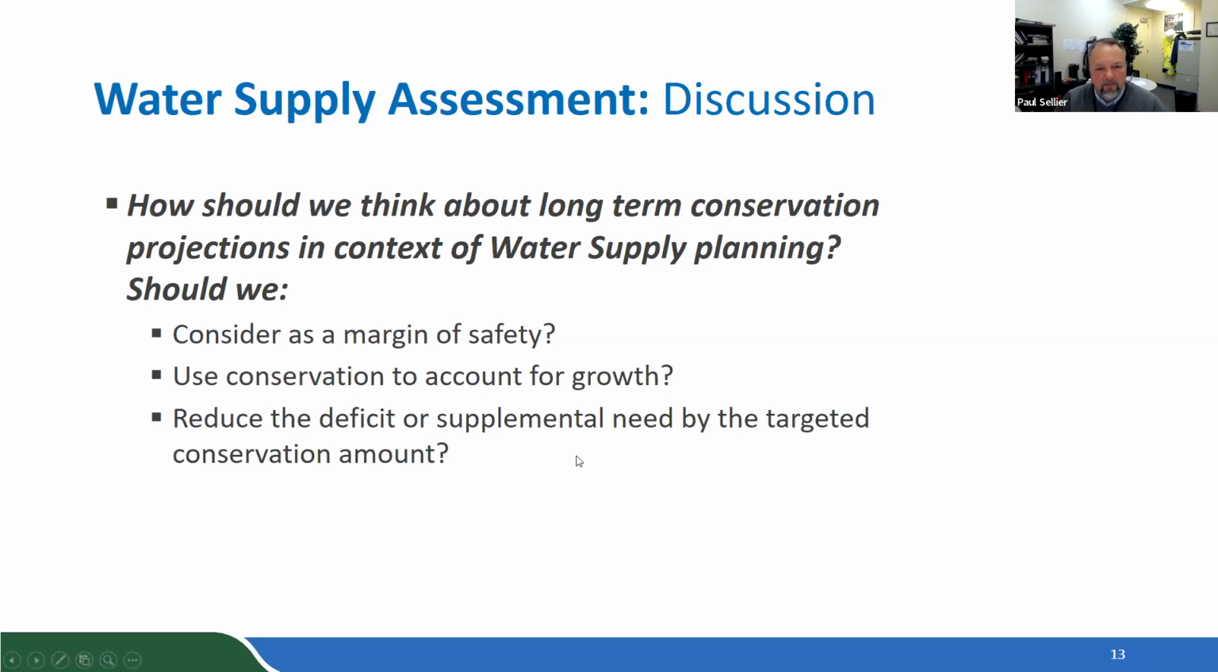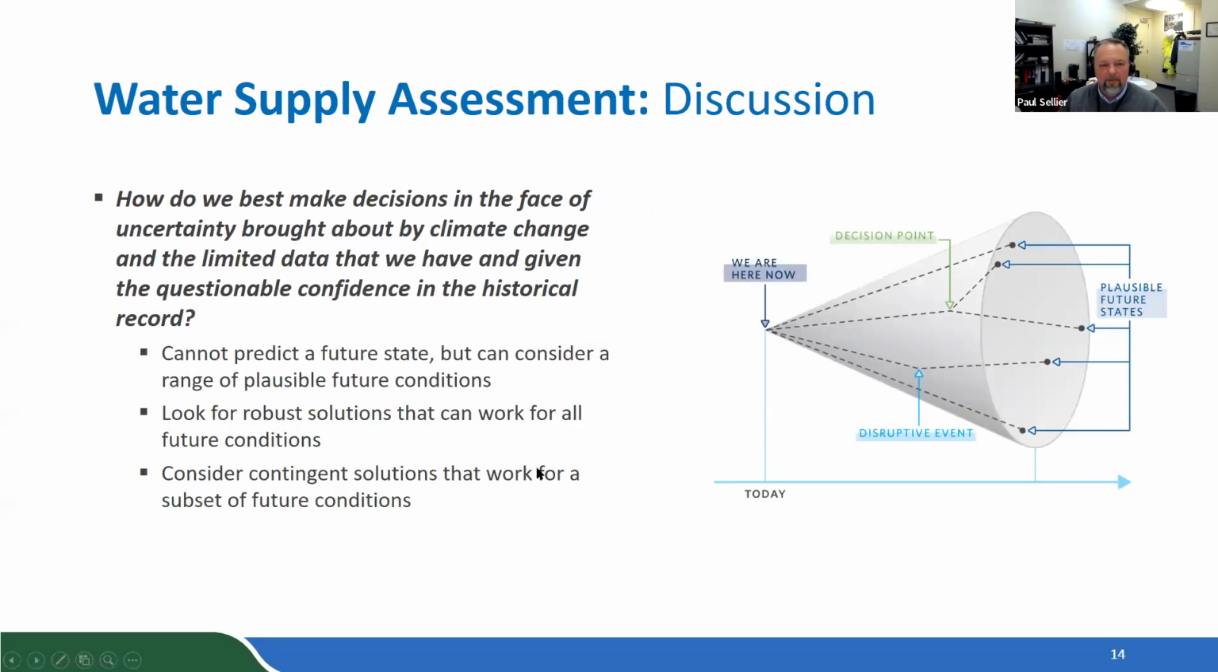I think we have some good direction. So this was a tough one. So I think great job getting through this one tonight. We could go on a while, I'm sure. But just jumping to this other one, which is kind of an important one that we're all going to face, which is how are we going to make these decisions, right? With this limited data and kind of questionable confidence in the historical record.